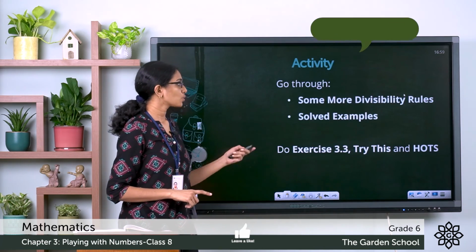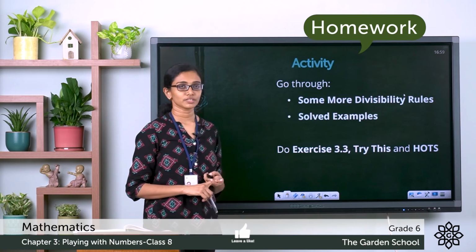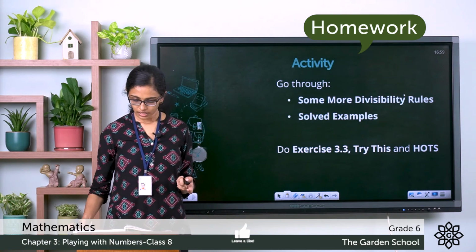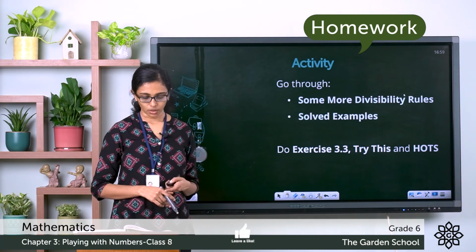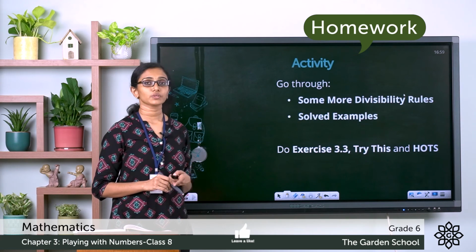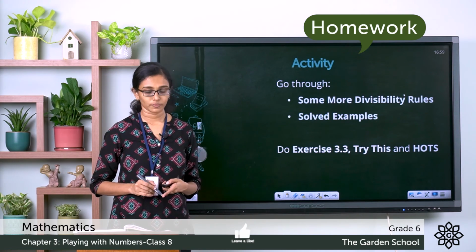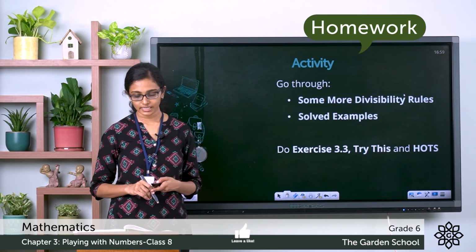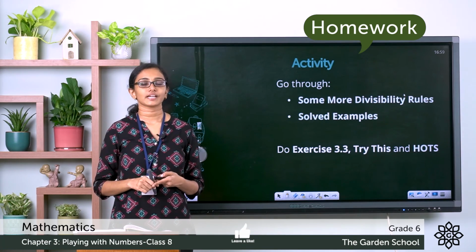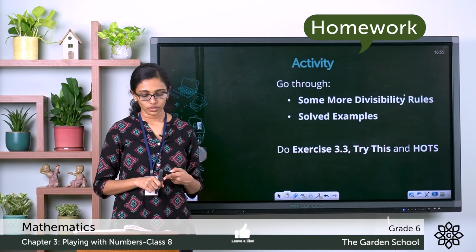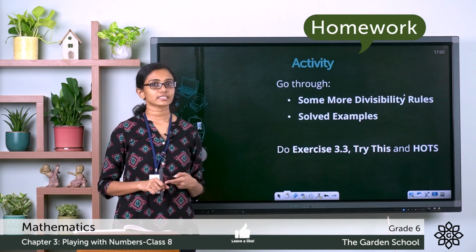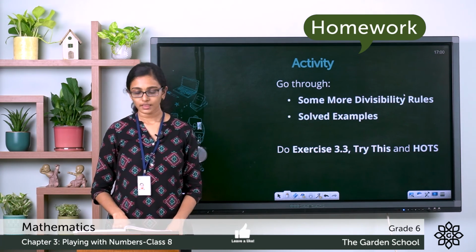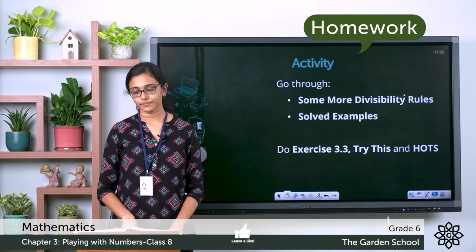You have to go through this topic, some more divisibility rules, through pages 41 and 42 of your textbook. You also have to go through the solved examples given through pages 42 and 43. Then you can move on to exercise 3.3. Complete the exercise in your notebook. Also, try this exercise given in 42 and the horse exercise given in 43.